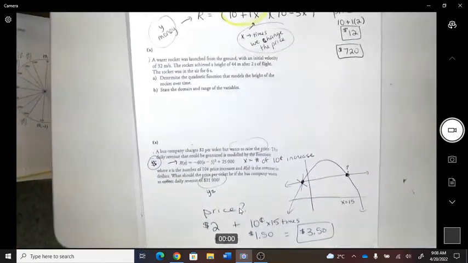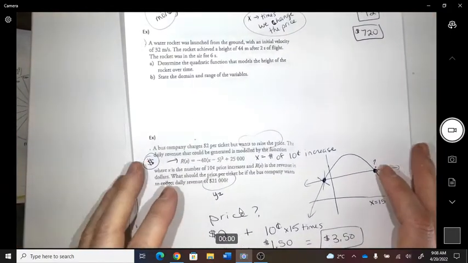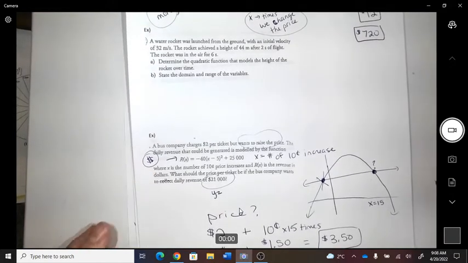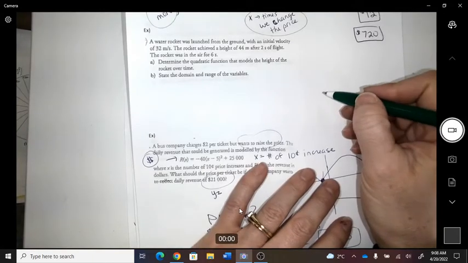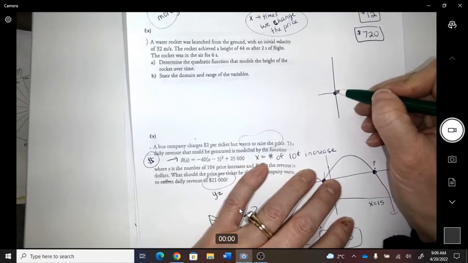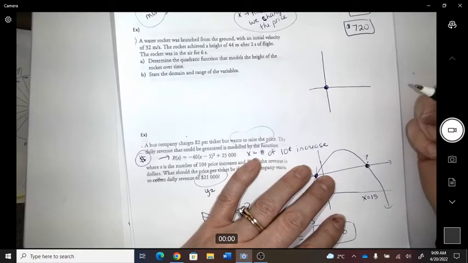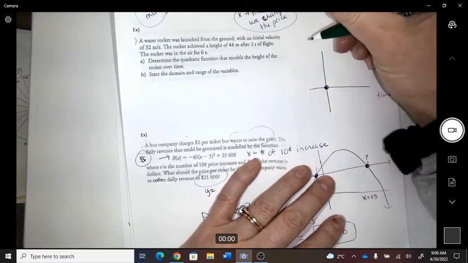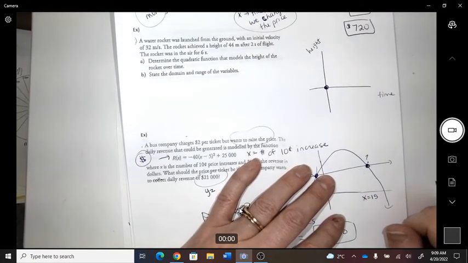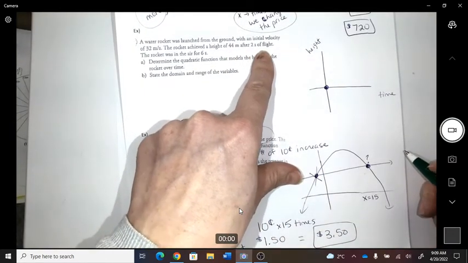The water rocket is the next one we jumped over. A water rocket was launched from the ground with an initial velocity of 32. The rocket, so there, that's where it gets launched from, right at the ground. At a time of 0, we're going to be doing the height of the rocket. The rocket achieved a height of 44 when it was 2 seconds into the flight.